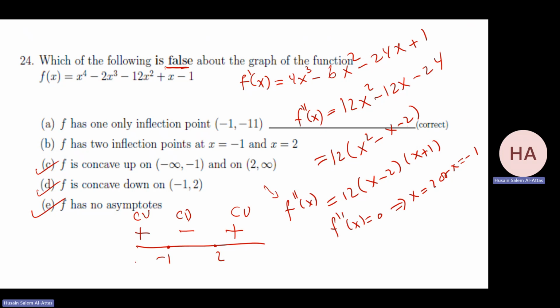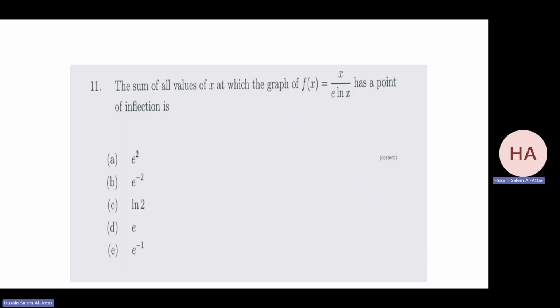Okay, how many inflection points we have? This is an inflection point, and this is an inflection point. So we have two inflection points. This is correct, this is wrong. You cannot say f has only one inflection point. The sum of the values of x at which the graph has a point of inflection. You want the sum of all values of x.